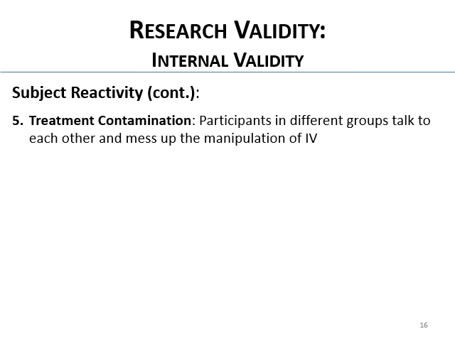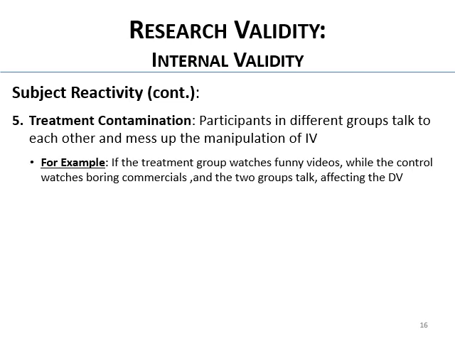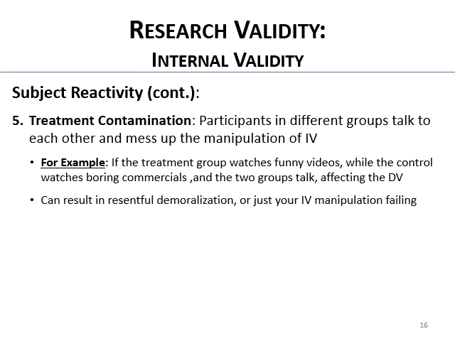Then there's treatment contamination. So this is, again, exactly what it sounds like. The treatment gets contaminated. This occurs when participants who are in different groups or different levels of the independent variable talk to each other and end up messing up your attempted manipulation of the independent variable. So let's say the treatment group watches funny videos while the control group watches boring commercials. But if at some point the two groups talk to each other, it could affect the measurements that you get for the dependent variable in ways that you didn't predict. So it can, for example, result in resentful demoralization, or just your whole attempt to manipulate the independent variable failing entirely.